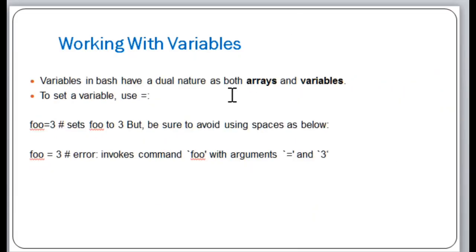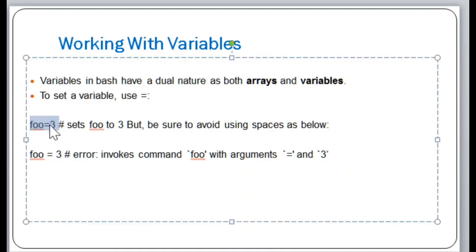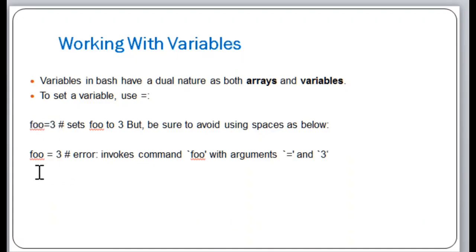So variables in Bash have a dual nature as both arrays and variables. To set a variable, as we just saw, we use the equal sign. If we do foo=3, this sets foo to the number 3. But make sure, guys, that you don't put a space between the equal sign and 3. If we do foo = 3 with spaces, this actually invokes the command foo with the arguments = and 3. It thinks foo is a command, and because of the spaces, the equal sign is an argument and the 3 is an argument, okay? So make sure when you set a variable, there are no spaces.